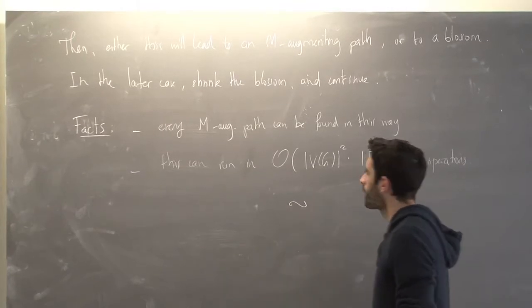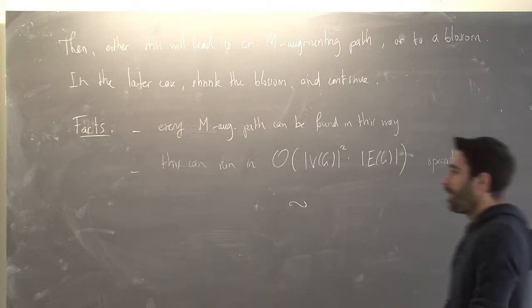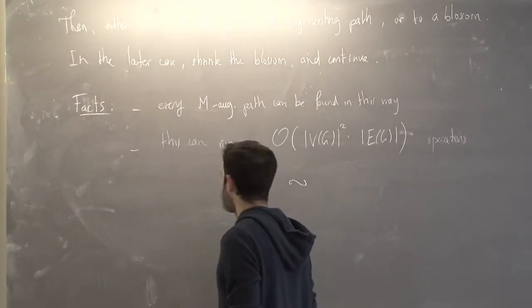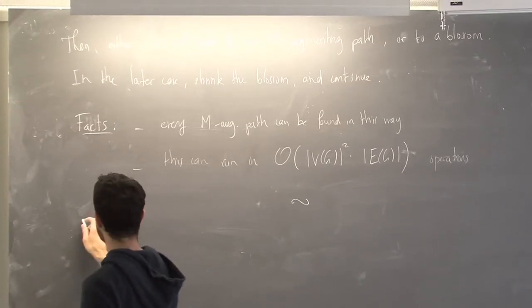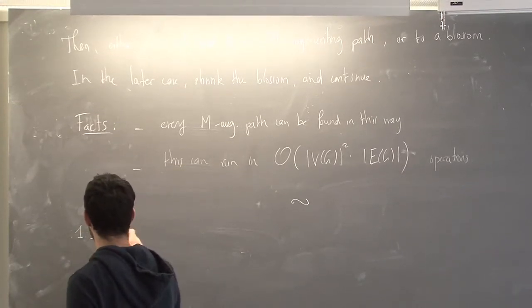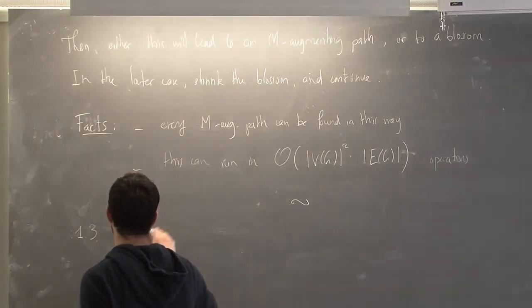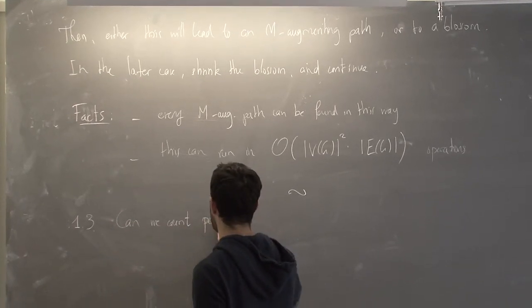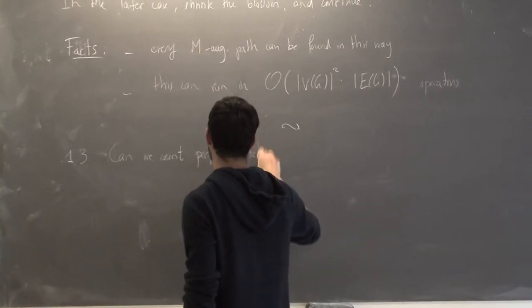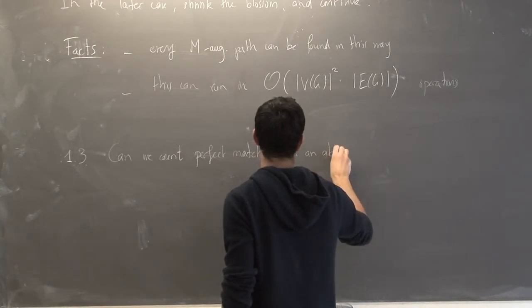Okay, so this was just a very short survey of the general case. And now I'm just going to state, basically introduce the next section and then make the break. So it's section 1.3. How can we count, or can we count perfect matchings on an abstract graph?